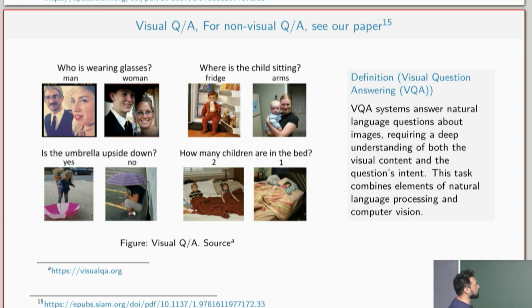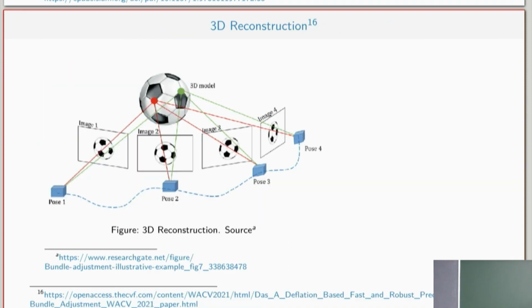If you want to do non-visual, then obviously you can look at our paper. We did it for maths and science problems before ChatGPT. It could solve up to 12th class problems. That was not visual, right? You write a question that is text, and the answer comes in text. But this is visual question answering.